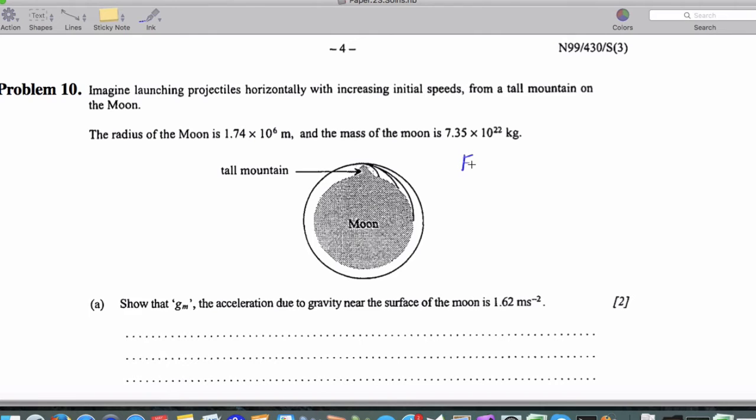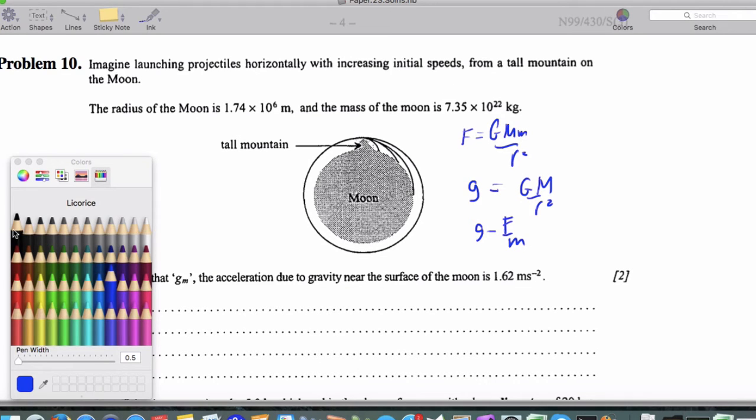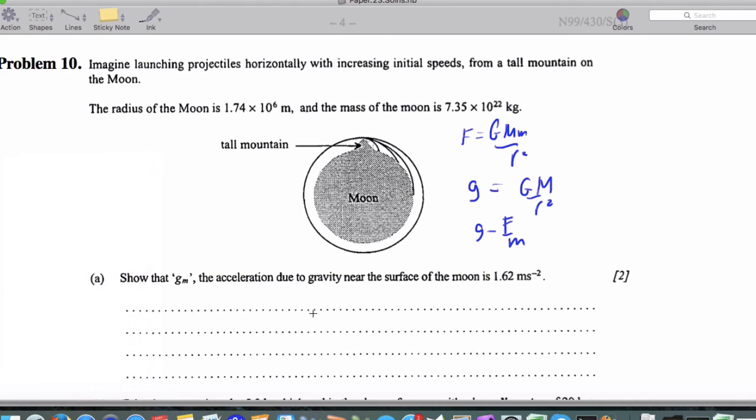Now, this is clearly a planetary motion problem, so I want to just write down all the formulas that are useful from the data booklet. So we have F is G big M little m over r squared. g is G big M over r squared. And g is also F over m. So with this idea in mind, it says show that the acceleration due to gravity near the moon's surface is 1.62.